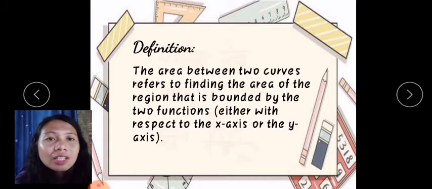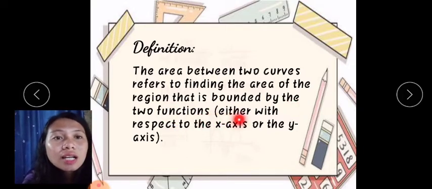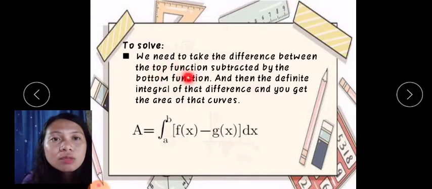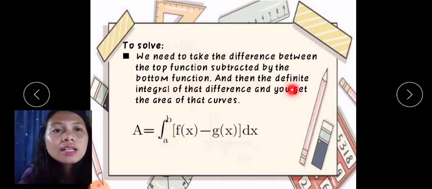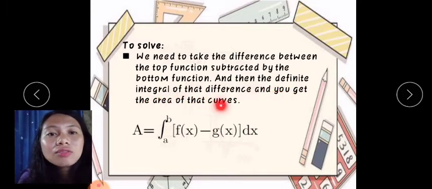Definition: the area between two curves refers to finding the area of the region that is bounded by the two functions, either with respect to the x-axis or the y-axis. To solve the area between two curves, we need to take the difference between the top function subtracted by the bottom function, and then take the definite integral of that difference, and you get the area between the curves.